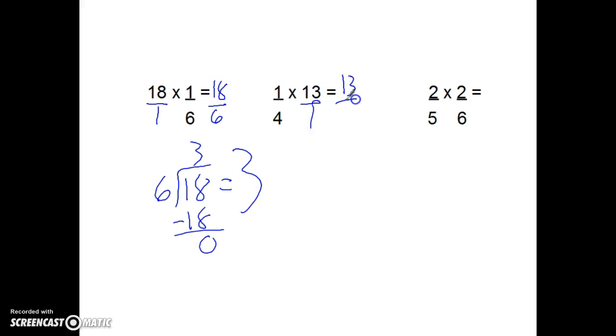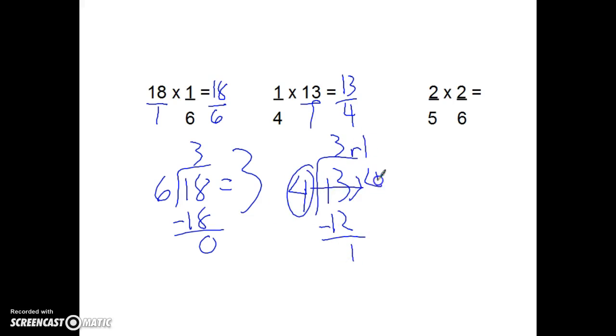1 times 13, 4 times 1. I don't think this one's coming out even. How many 4s in 13 would be 3? Remainder 1. Remember this denominator's coming over here. So my answer would be 3 and 1/4.